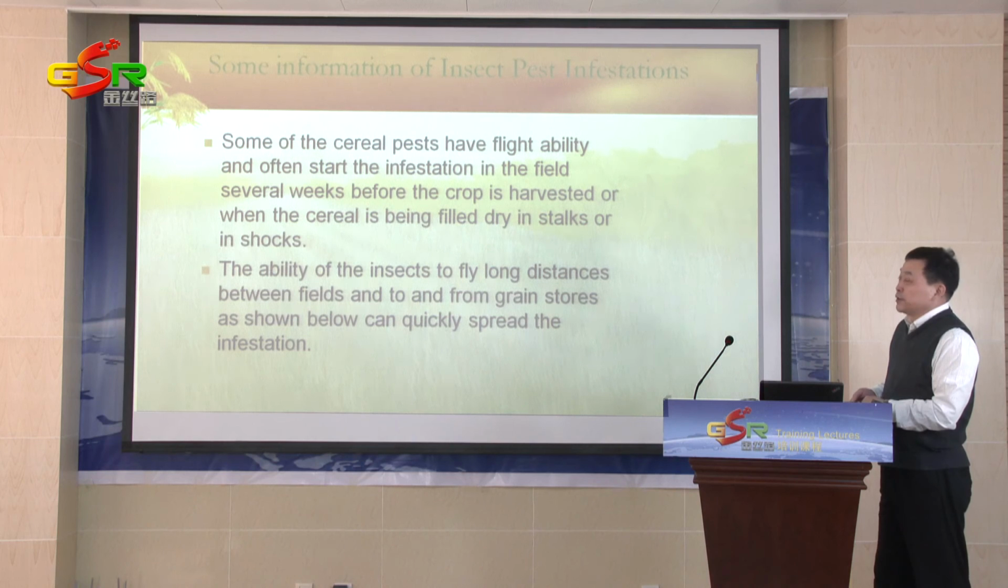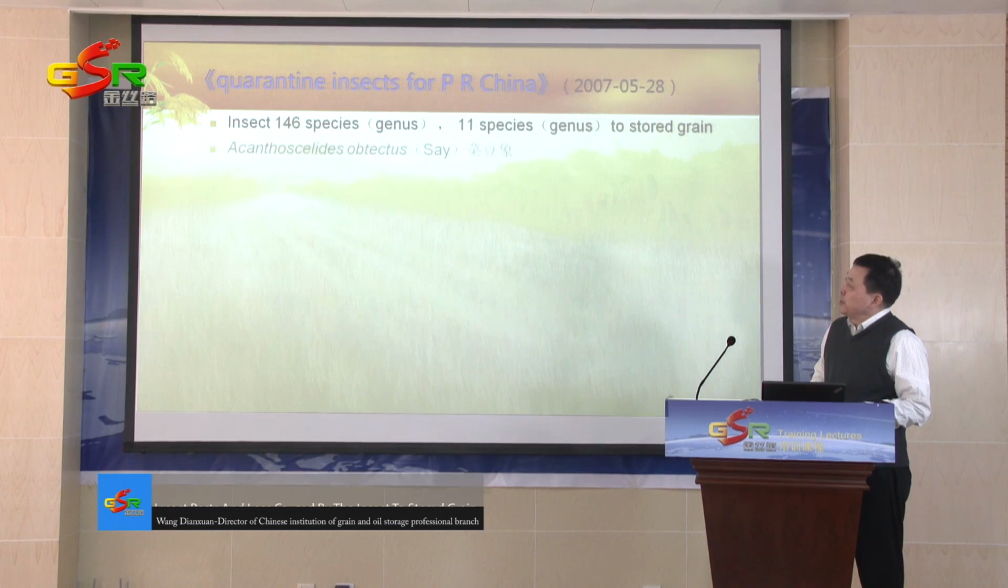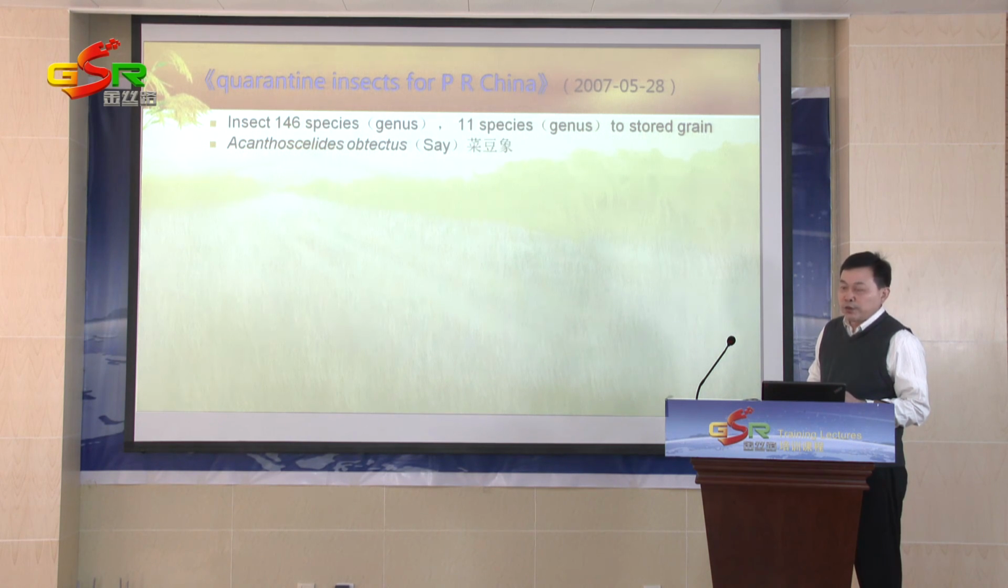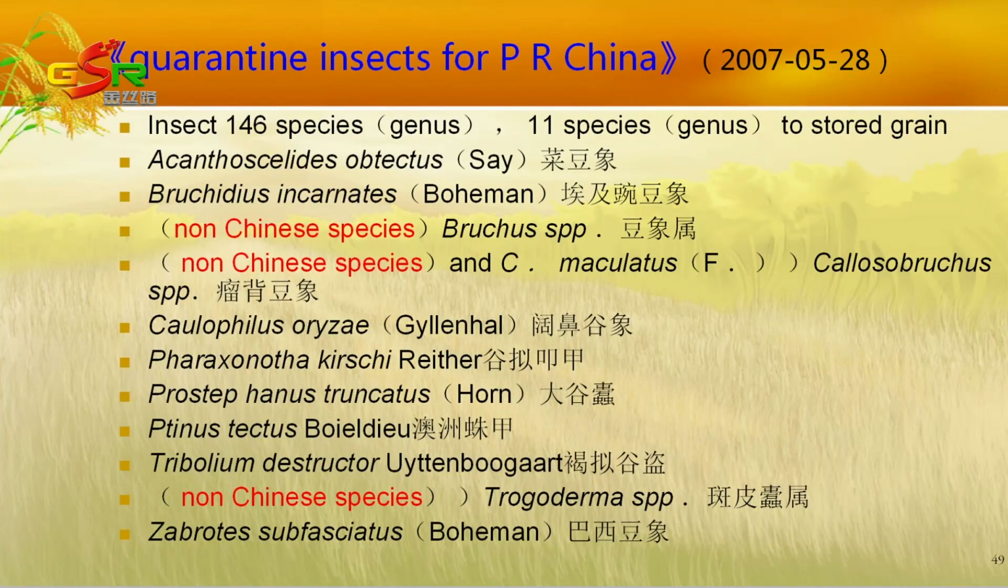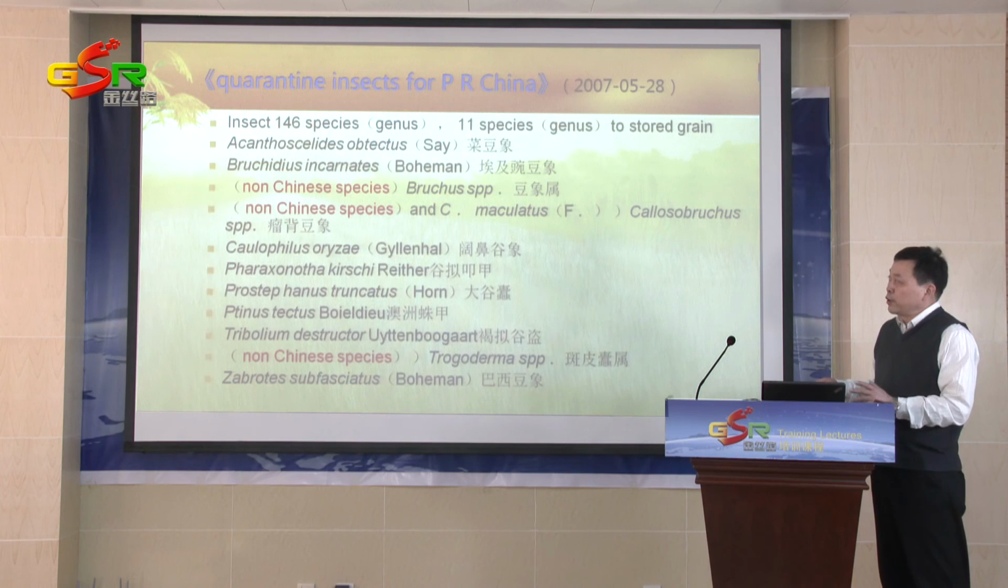How about the infestation of the insects? Infestation by crawling. If the environment has high temperature, some species can fly. Flying makes infestation easier. Some species cannot be found in China. They are taken as quarantine insects. In the list of these insects, Trogoderma and Caulophilus include many species. We call these non-Chinese species. It is also so for the Trichoderma genus, which is for the non-Chinese species.